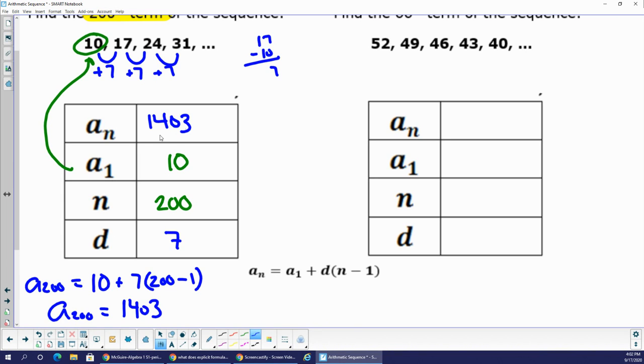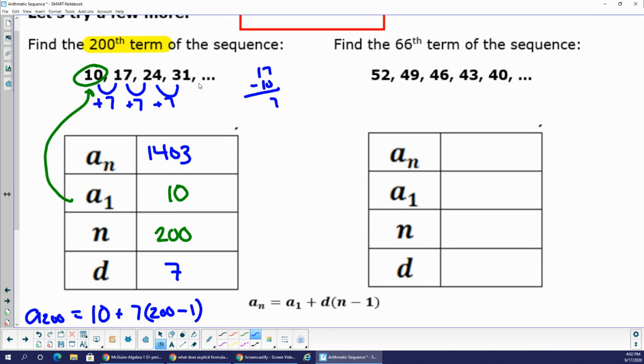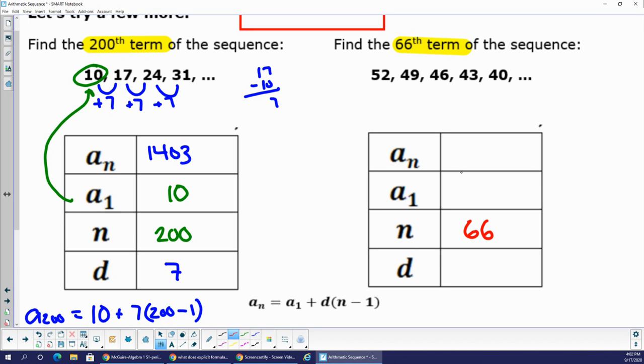All right, guys, last example, very, very similar. This is actually the first case where we'll potentially see a negative common difference. All right, so for this, I am doing the 66th term of my sequence. My 66th term, that's the n that I'm looking for. My first number is a 52. And now let's find that common difference. Let's figure out what these values are going to be.